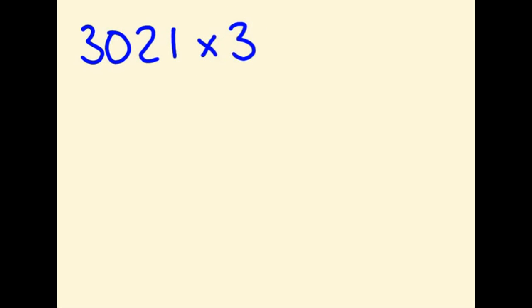Let's get you doing this one. What is a nice easy one to start off with? 3021, and we're going to times that by 3. So the answer that you should get for this is 9063. Did you get that answer? You know what? I reckon you probably did, and I'll show you how I think you probably got that.